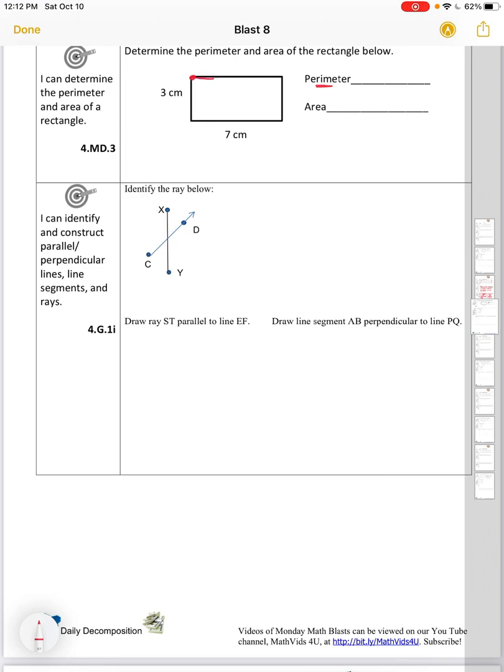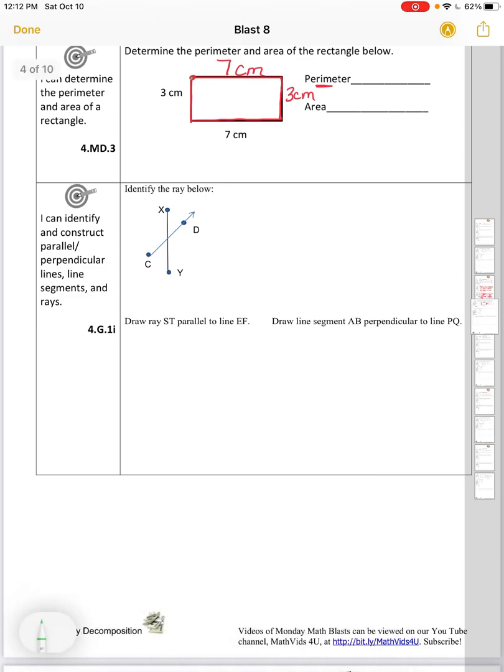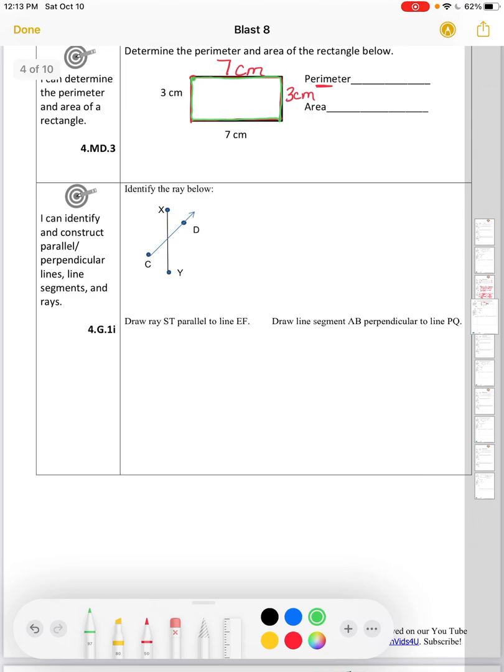Now for a rectangle, we know opposite sides are equal. So this side is going to be 7 centimeters, equal to this bottom side here. And this right side is going to be 3 centimeters, equal to the left side here. So now, again, to find the perimeter, I'm going to work my way all the way around the rim. 7 centimeters plus 3 centimeters plus 7 centimeters plus 3 centimeters.